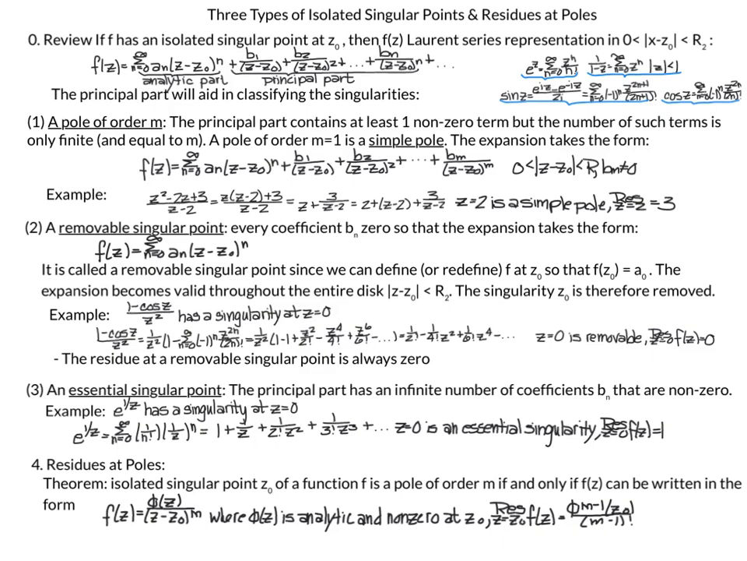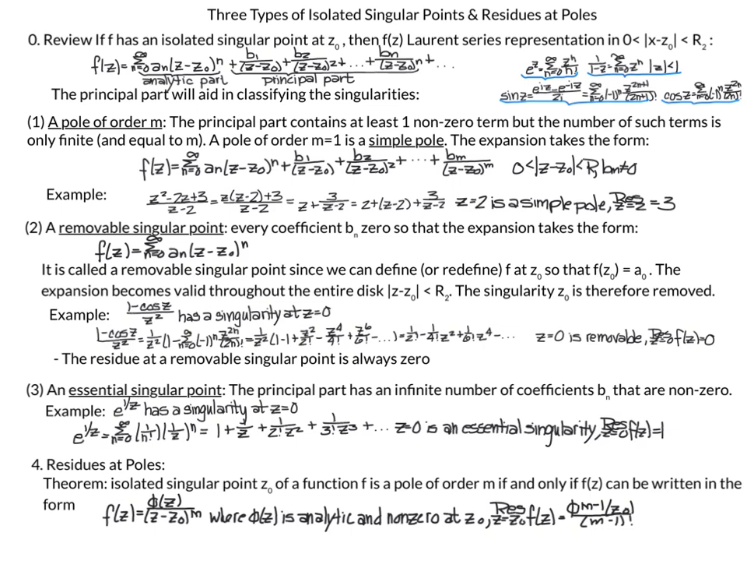In this video, we are going to talk about categorizing our isolated singular points into one of three types: a pole of order m, a removable singular point, or an essential singular point. This is our overview slide, which we'll spend about 5 minutes on before we go over each topic in more detail and with more examples.